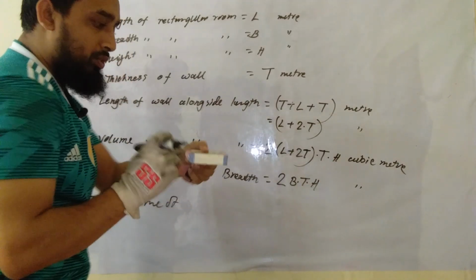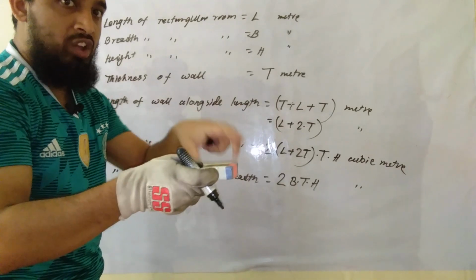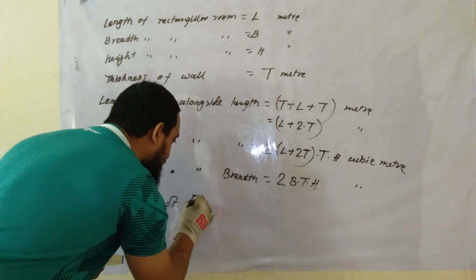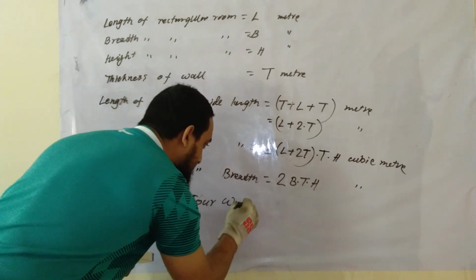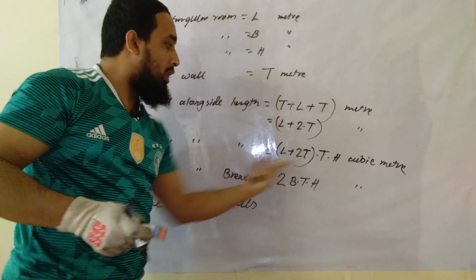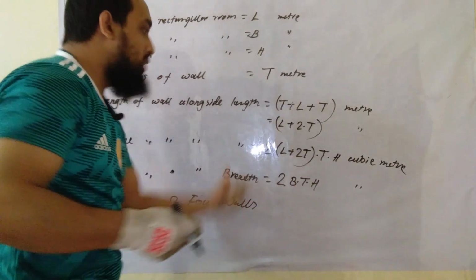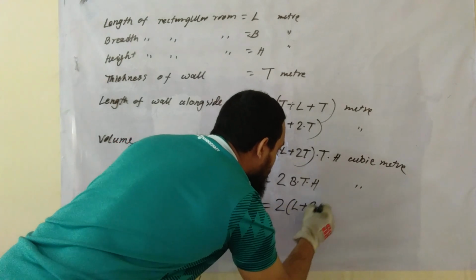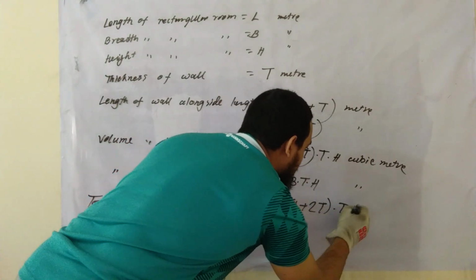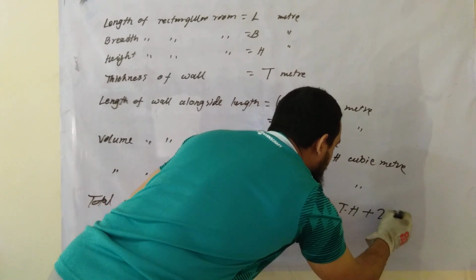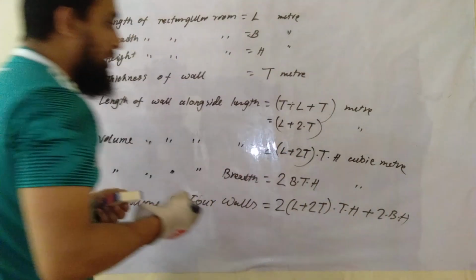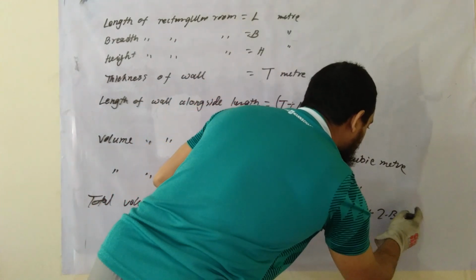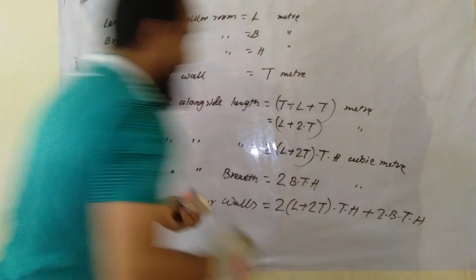Now the total volume of how many walls? 1, 2, 3, 4. So the total volume of 4 walls. Here we have the volume of 2 walls, we just need to add them. So it's going to be 2 into (L plus 2T) into T into S plus 2 into B into T into S cubic meter.